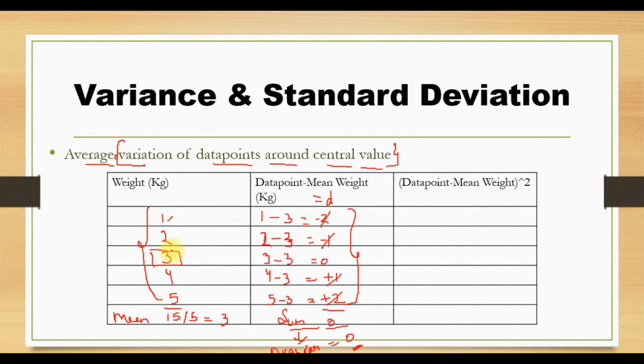If the data was like 1, 1, 1, 1, 1 or 2, 2, 2, 2, 2, that means if every data point remained the same, only at that time could variance or standard deviation be 0. But here this is not the case. We have different data points in our data.